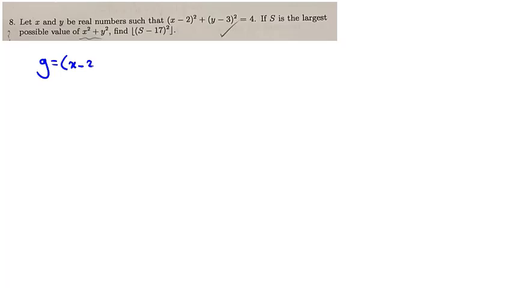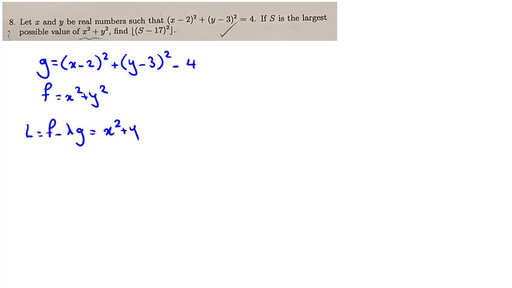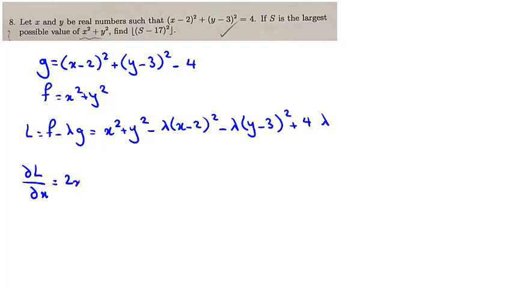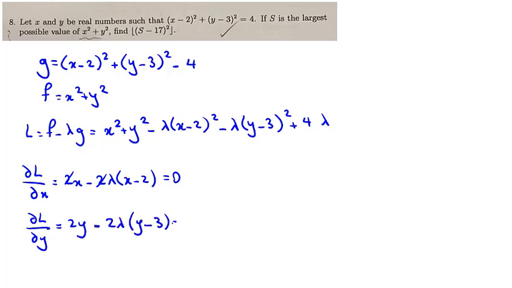g equals x minus 2 squared plus y minus 3 squared minus 4, the condition, taking all things to one side. f is x squared plus y squared. Define L equal to f minus lambda g, which equals x squared plus y squared minus lambda times x minus 2 squared minus lambda times y minus 3 squared plus 4 lambda. Now, if we differentiate in terms of x, it will be 2x minus 2 lambda times x minus 2, equal to 0, and you can cancel these two. If we differentiate in terms of y, it will be 2y minus 2 lambda times y minus 3 equal to 0.